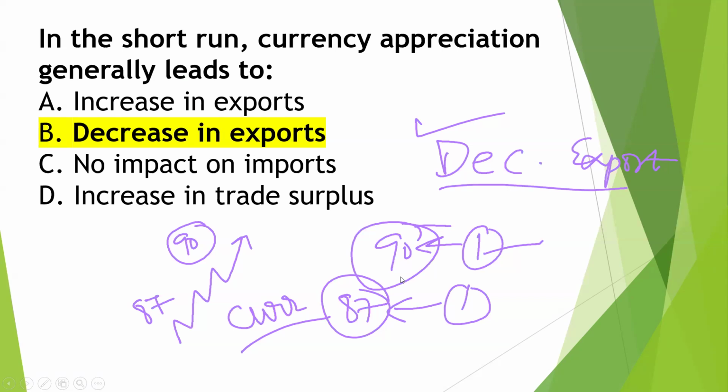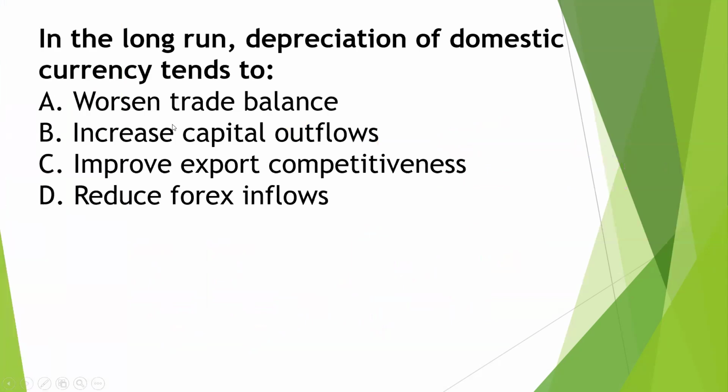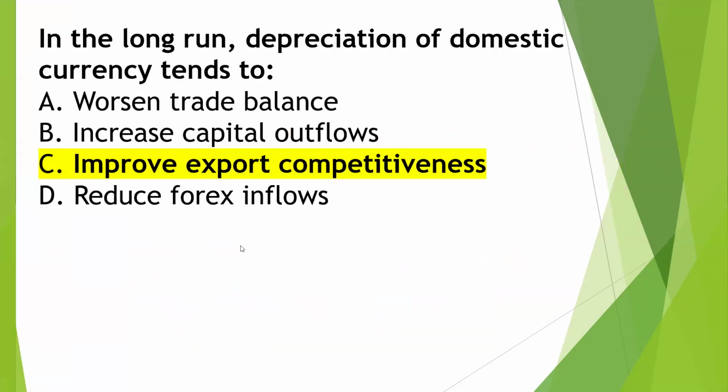Let's see next question. In the long run, depreciation of domestic currency tends to worsen trade balance, increase capital outflow, improve export competitiveness, reduce forex inflow. Let's see the right answer. Correct answer is improve export competitiveness. Okay, so it is in the long run. If depreciation of domestic currency happens, then what will happen? So here it will improve export competitiveness.